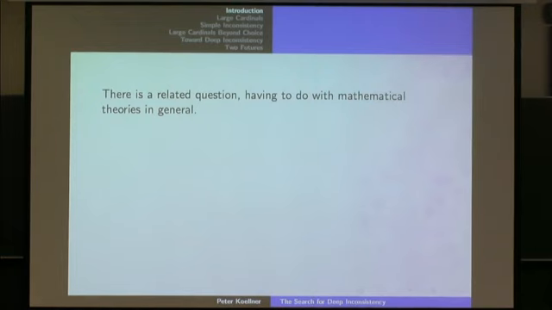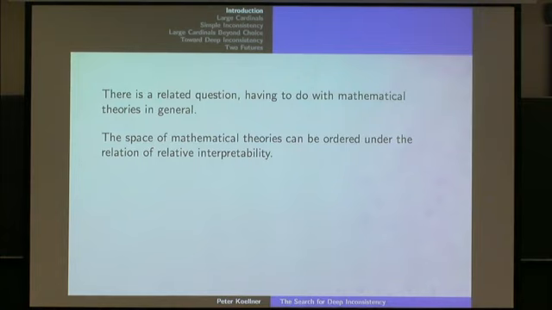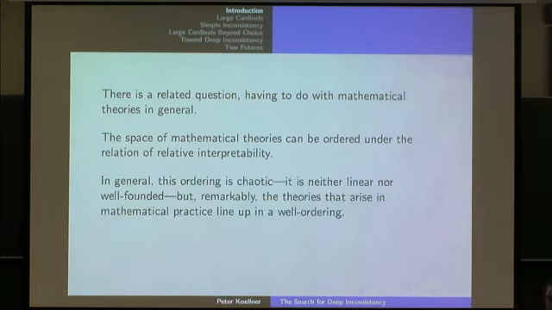There's a related question having to do with mathematical theories in general, and so I want to briefly explain that. If you take the space of mathematical theories, they can be ordered under the relation of relative interpretability. Just as Gödel showed that you can interpret syntax in number theory, you've got this general relation of relative interpretability, and that's a precise notion. According to that relation, theories in general are chaotic. They form neither a linear nor a well-founded ordering. You get incomparable points, and between any two theories you can interpolate. That's a result of Feferman. But remarkably, when you look at the theories that arise in mathematical practice, and not the artificial ones that you cook up, the theories all line up in a well-ordering.